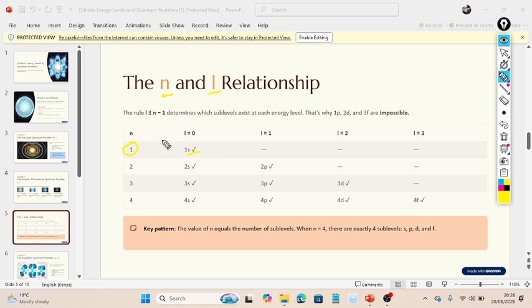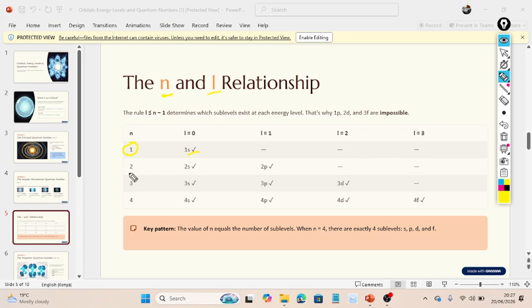This means that our l will be less than the principal quantum number 1, which is 0. Meaning when n is equal to 1, we have 0 as the only subshell level.